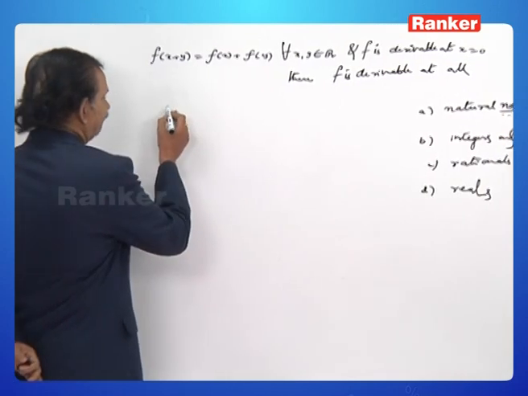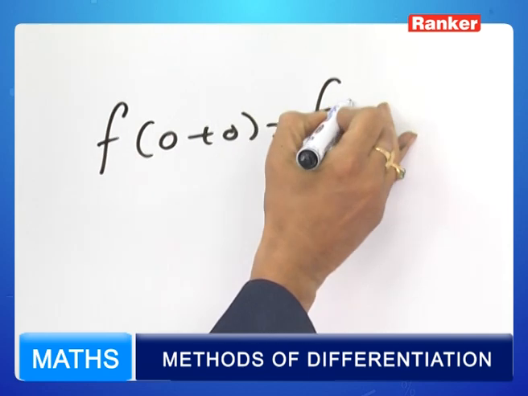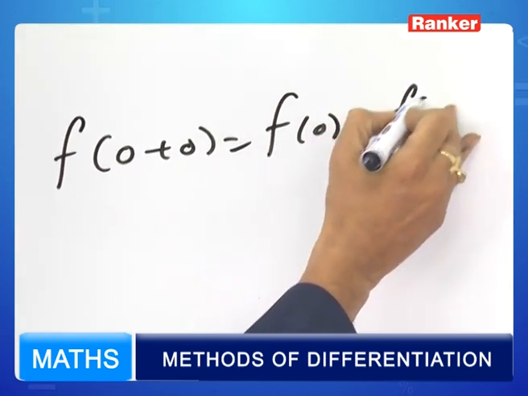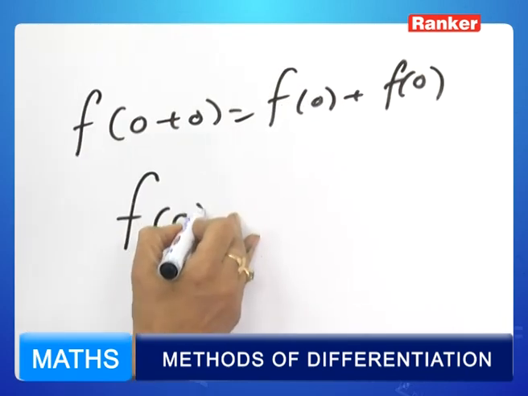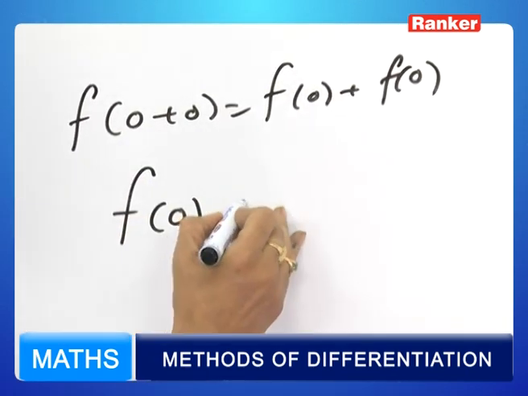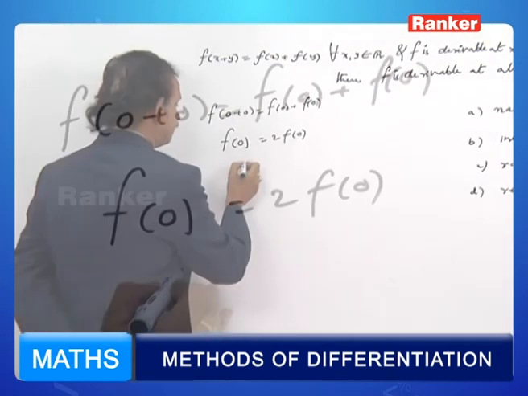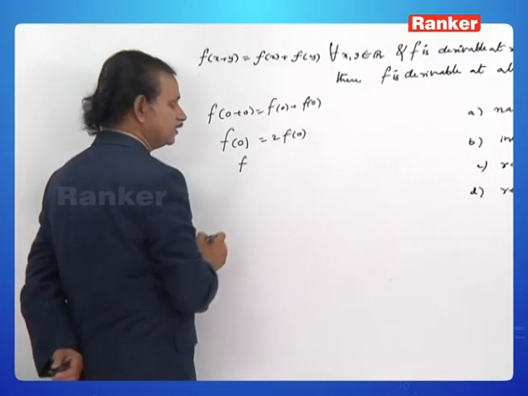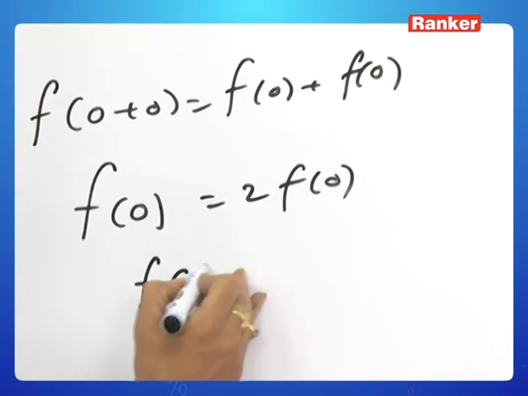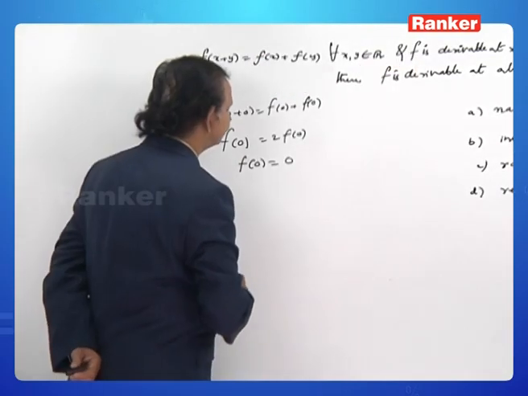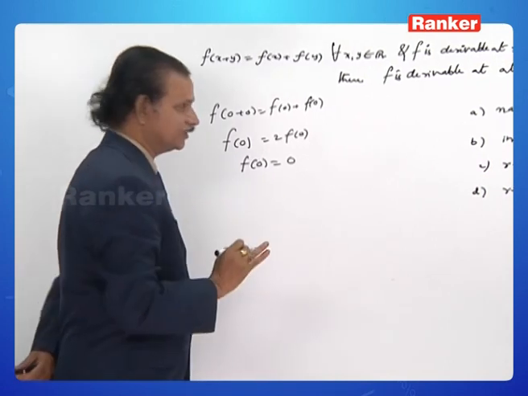Let's see, f of 0 plus 0 is equal to f of 0 plus f of 0. That is, f of 0 plus 0 is f of 0. This is 2 into f of 0. Therefore, 2 into f of 0 is equal to f of 0, which means you cannot cancel f of 0. 2f of 0 minus f of 0 is 0. That is, f of 0 is 0.